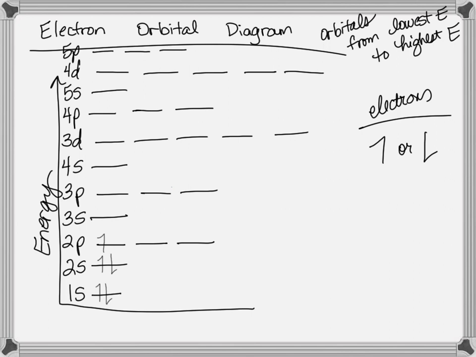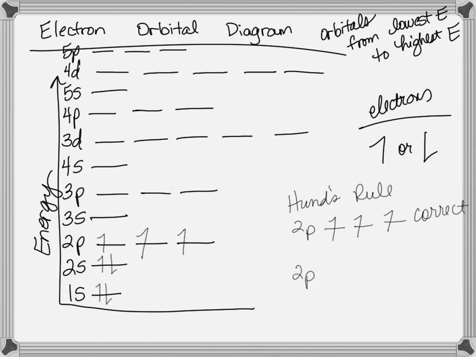5, 6, 7. Hund's rule is for stability. Hund's rule says that this is correct, symmetrical. It's actually for stability. Hund's rule says this is wrong.